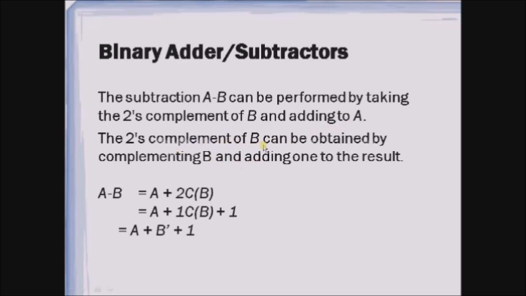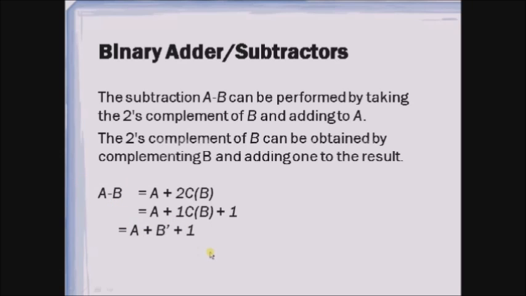The 2's complement of B can be obtained by complementing B and adding 1 to the result. So you get the 2's complement of an operand by complementing the operand and then adding a 1. Let us see here, A minus B are two operands. So A plus 2's complement of B, which is nothing but A plus 1's complement of B plus 1, that is A plus B complement plus 1. Now if you perform this, then you'll get the subtraction result.